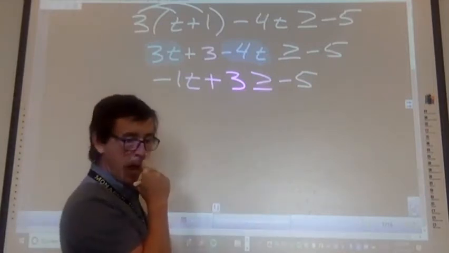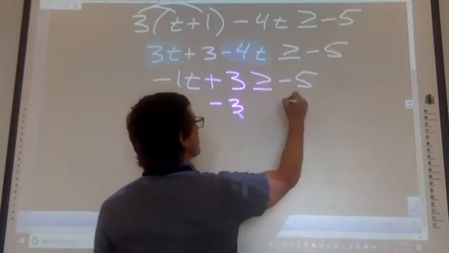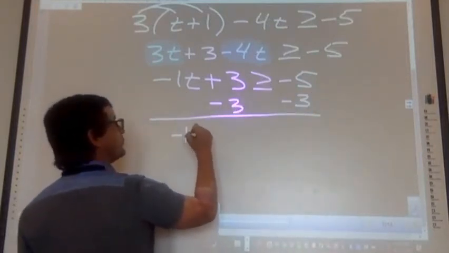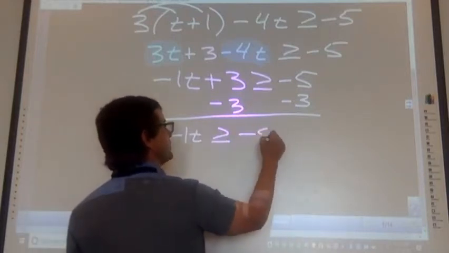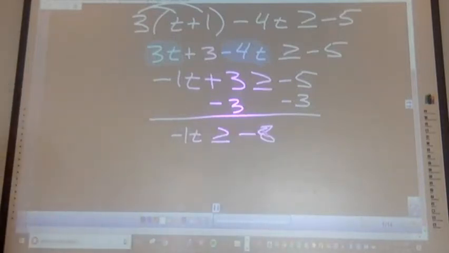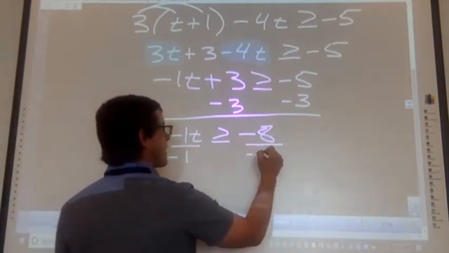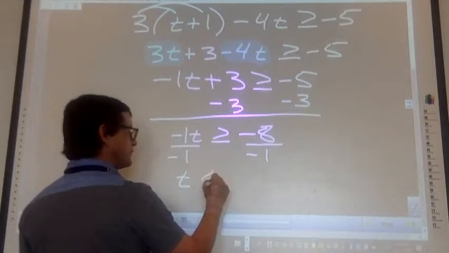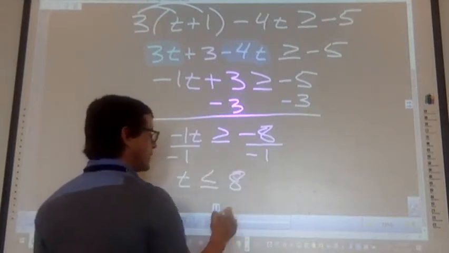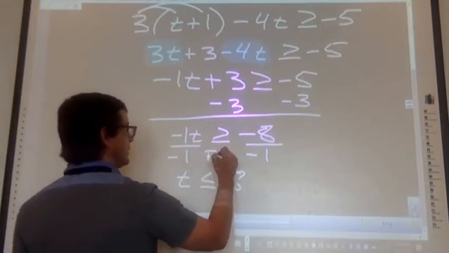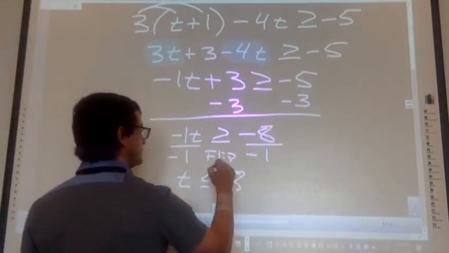You might subtract 3 from both sides. Excellent. So we get -1t is greater than or equal to -8. When we divide by a negative, you have to flip the inequality. So it goes from greater to less.